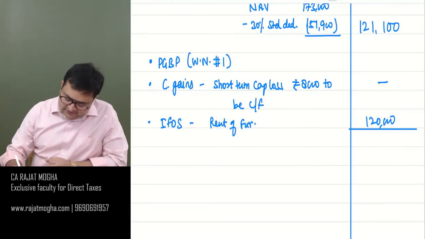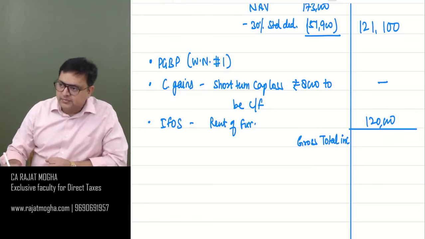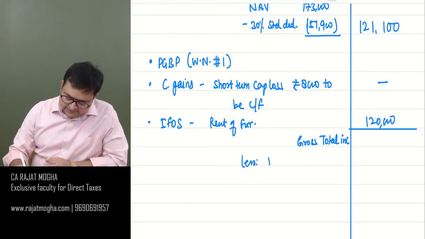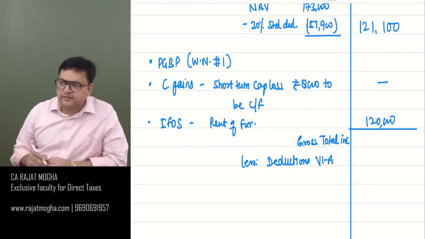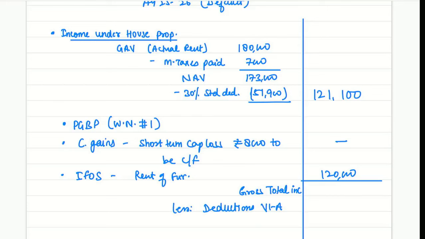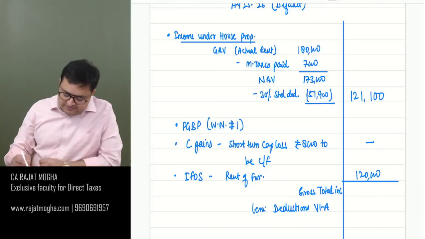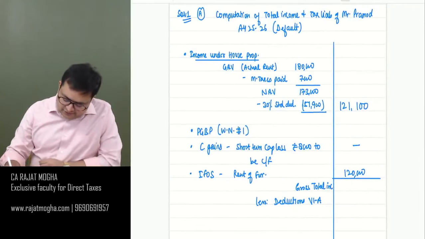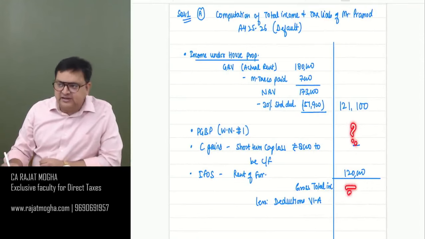So we have our 4 heads, and then we'll have our gross total income. Then we will give deductions. Correct? I think everybody has done till here. Very good. Now, let us make the working note of PGBP and fill it up. We need to fill here up so that we can get our GTI, then the total income.